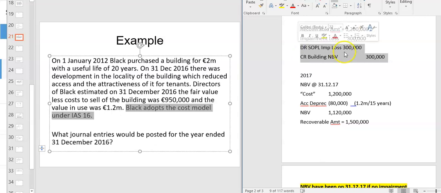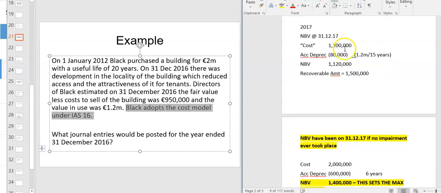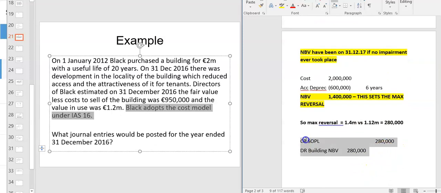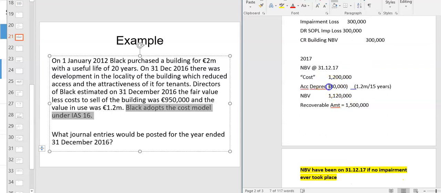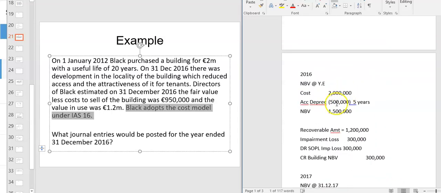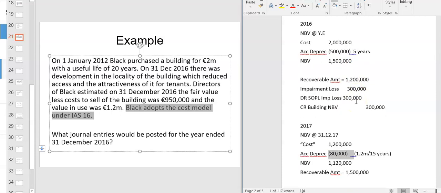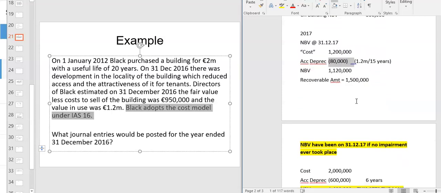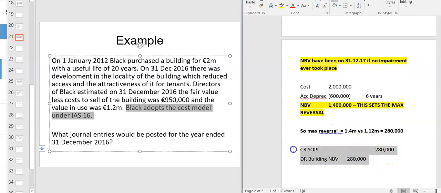That impairment loss was 300. But the key thing is here, notice why I'm only reversing 280. Because actually I've charged only 80,000 depreciation in 2017. I should have been charging 100,000 each year. So I've undercharged depreciation by 20. So that means I will under reverse by 20 as well. So there is a link there between the change in depreciation and how much you reverse.